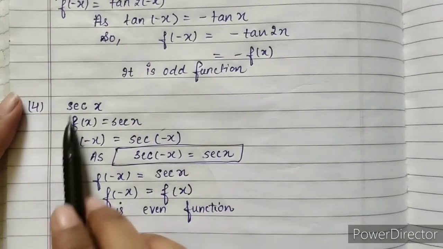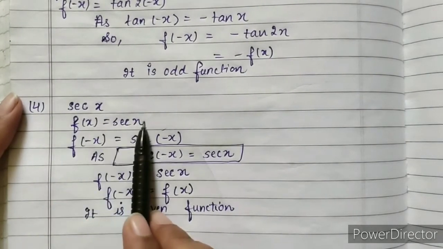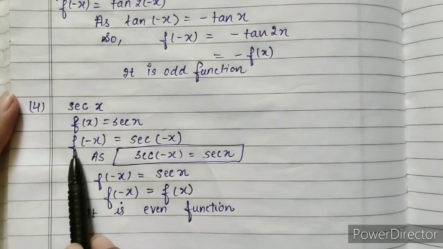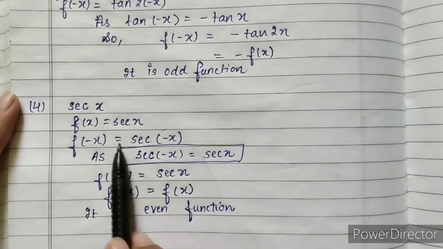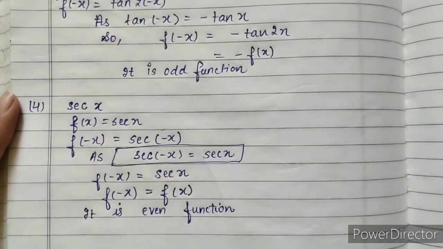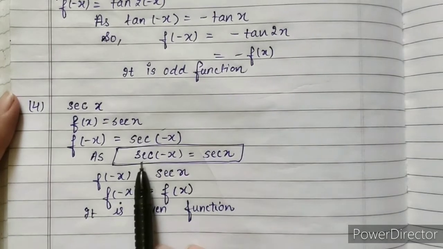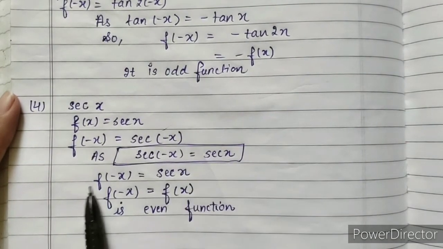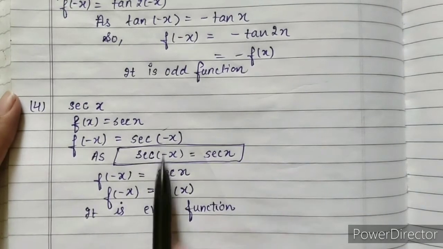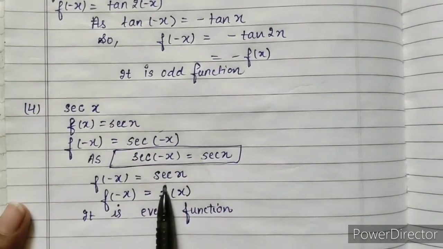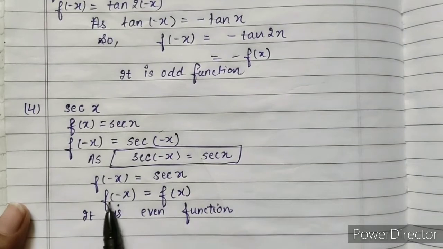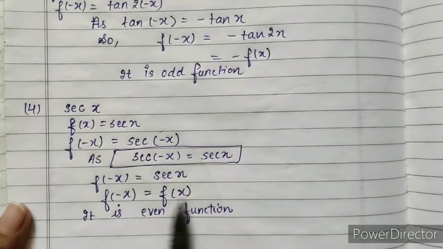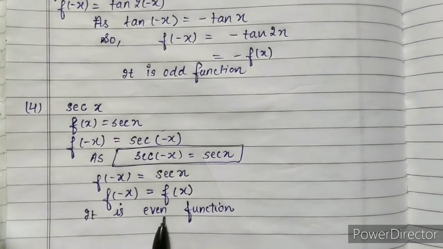Next example is sec x. f(x) is equal to sec x. We will proceed in the same manner. f(-x) is equal to sec(-x). Secant is an even function. That means sec(-x) will be equal to sec x. When we substitute the value, f(-x) will be equal to sec x, and this is equal to f(x). So f(-x) is equal to f(x). So it is an even function.